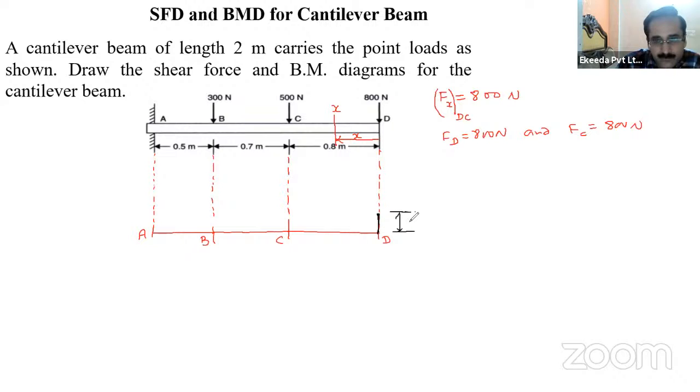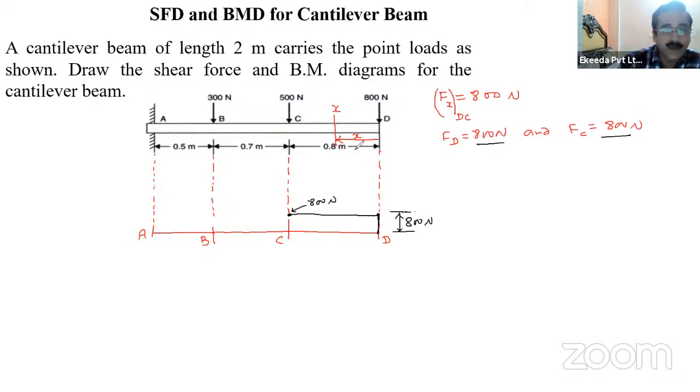This force is 800 Newton, and it is constant from D to C because there is no other force. So I will take a straight line here like this. And here also the shear force is again 800 Newton. So this is how the shear force is drawn from D to C, because Fx is valid between D to C. So one part I have done.